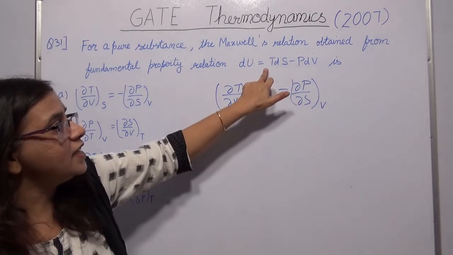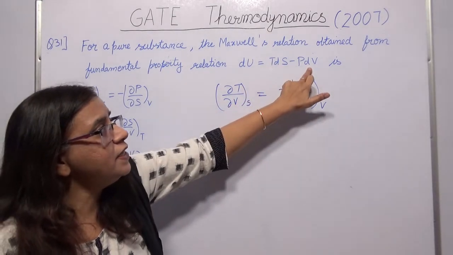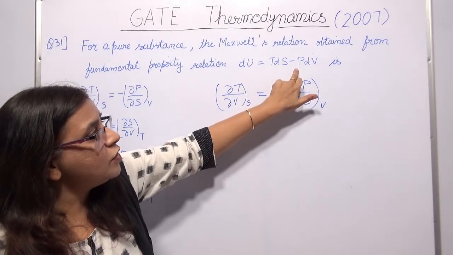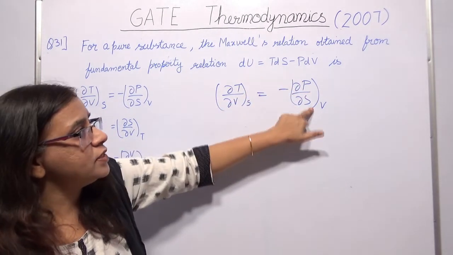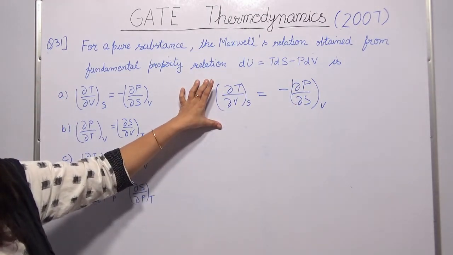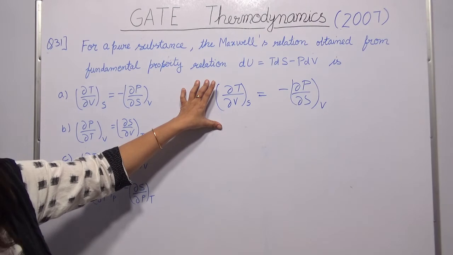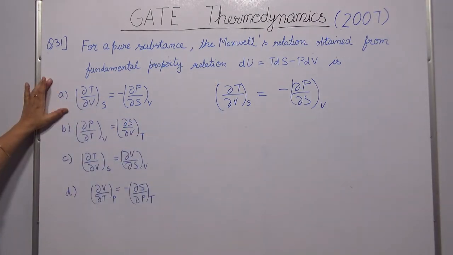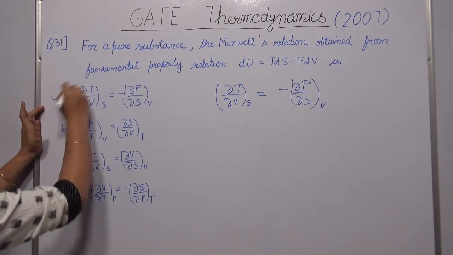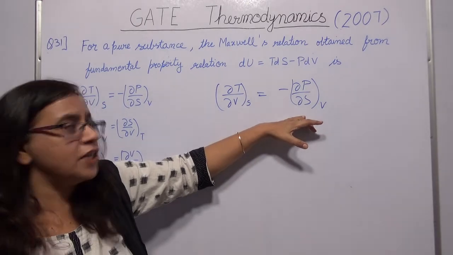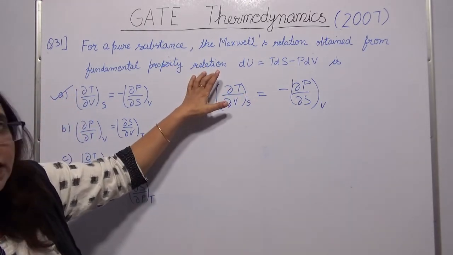Remember that. I can directly write del T by del V at constant S is equal to minus del P by del S at constant V. You can do this with other equations as well. I will write down the Maxwell relation for one other equation, but first let's see which one is correct. So your option A is correct. Once again I will show you how to write down a Maxwell relation using one other fundamental property relation.